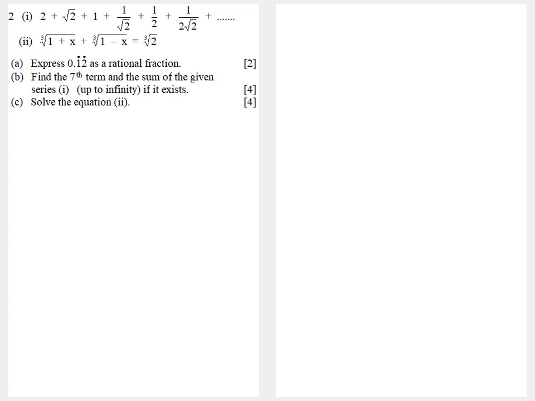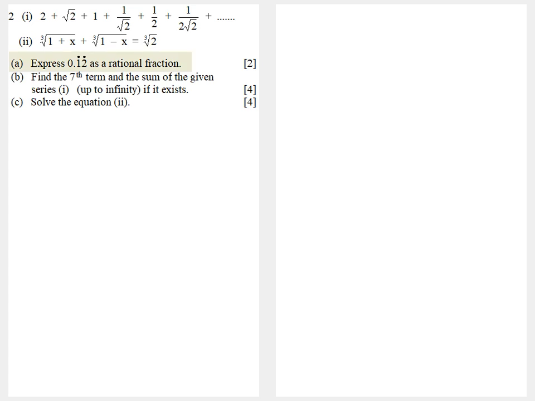Rajasthan Higher Maths Paper 2017, question number 2. In question number 2, we're given the series 2 plus the square root of 2 plus 1 over the square root of 2 plus a half plus 1 over 2 root 2 and so on. We're also given the equation, the cube root of 1 plus x plus the cube root of 1 minus x equals the cube root of 2.